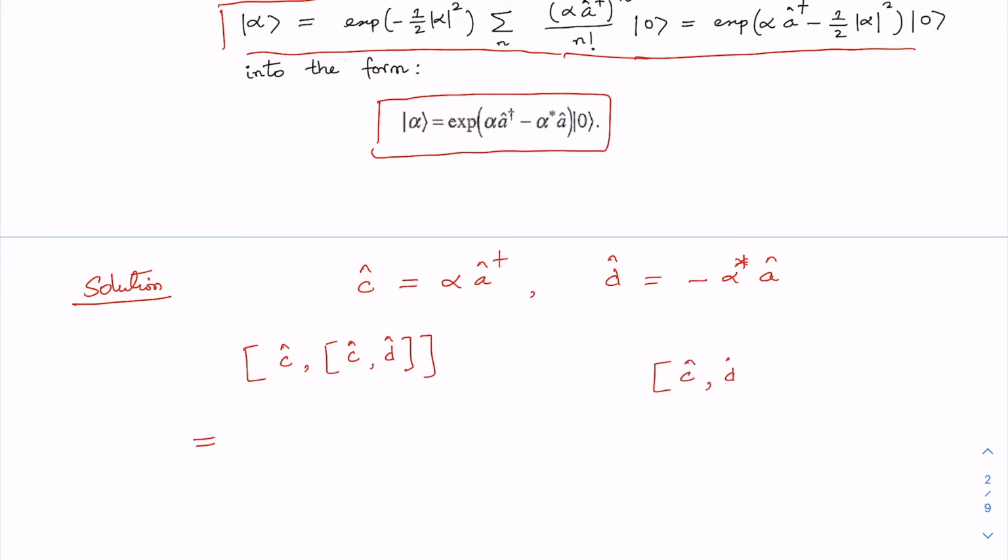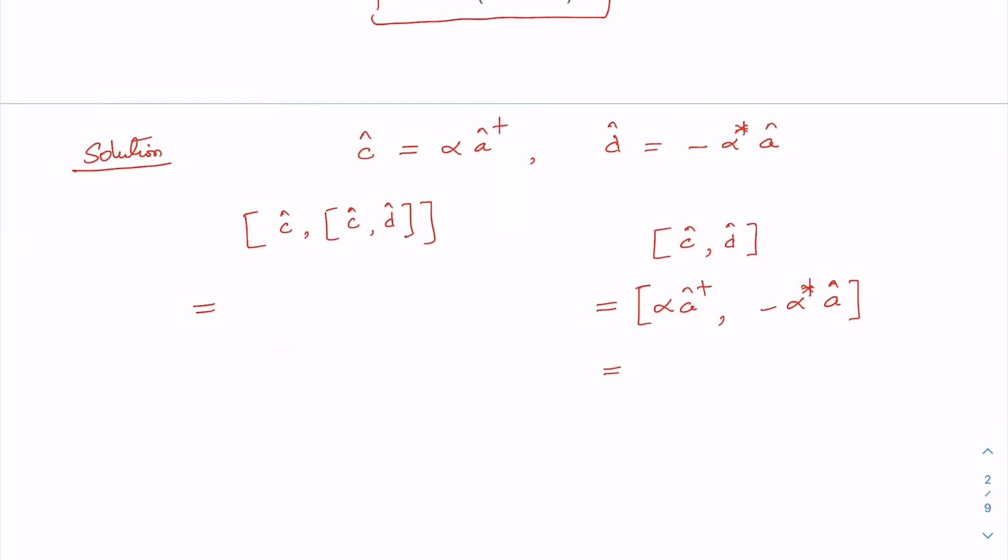Before I do this, let me find out what is the commutation relation between C and D. That would be alpha A dagger here, D is equal to minus alpha star A, and this I can write as minus mod alpha square. Then I have the commutator of A dagger and A, which is equal to minus 1 because the commutator of A and A dagger is equal to 1. So I will have simply mod alpha square. Okay, so here I have C is equal to alpha A dagger, and commutator CD is equal to mod alpha square, which is just a number, so therefore the commutator is equal to 0.